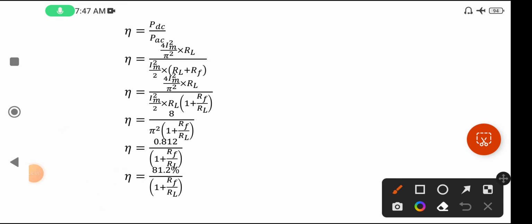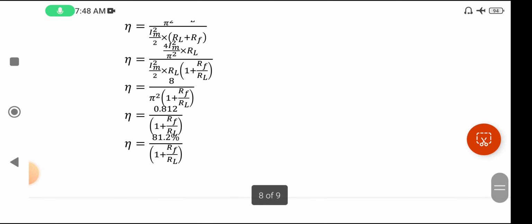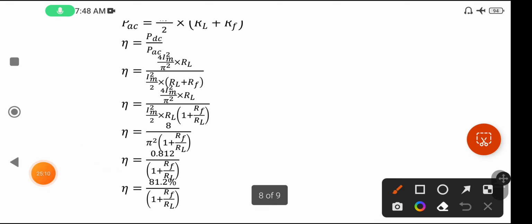Now substitute the PDC and PAC formulas. If you substitute, then we get like this. From this equation, Im square cancels. Next, this 2 goes upside, and 2 into 4 becomes 8, and the pi square is there, so written as pi square as it is, and the remaining terms are the same. Here we also take RL common, and if you take RL, it cancels. Okay, so then this is the formula.